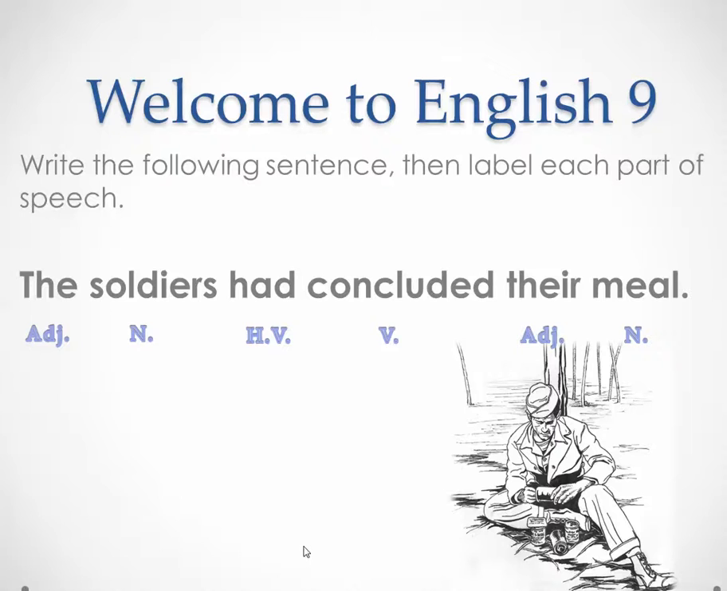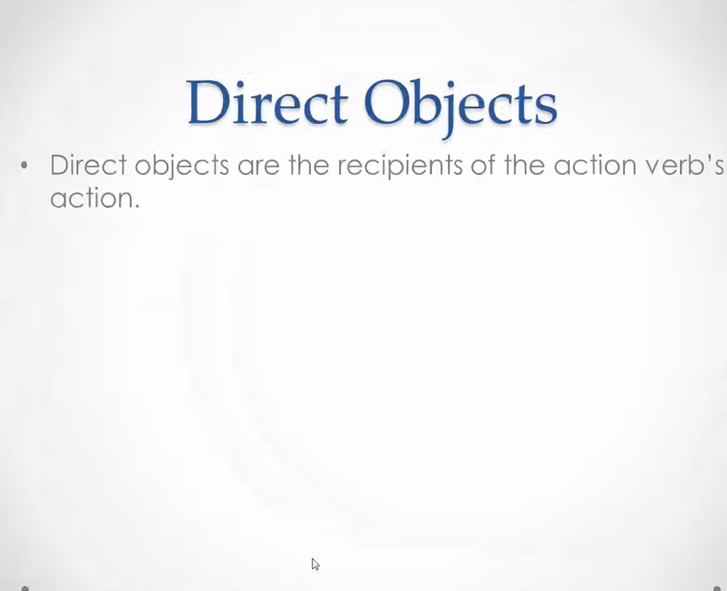So if you were absent, go ahead, write out that sentence and label each sentence part. Since we've hit on all the parts of speech, we are now moving into parts of sentence. And first up on our list, once we get past the subject and predicate, is direct objects. Direct objects are simple. They are just the recipients of an action verb's action.